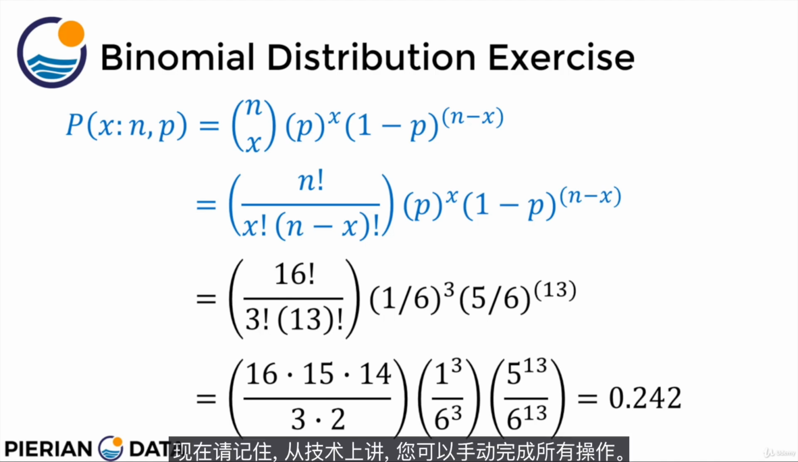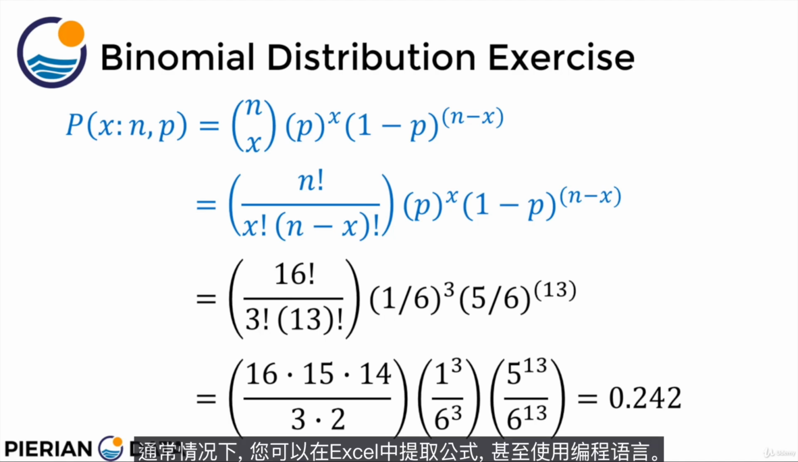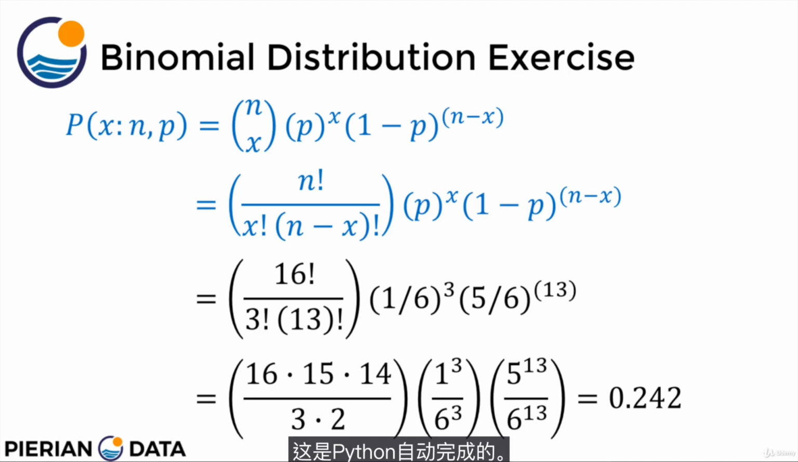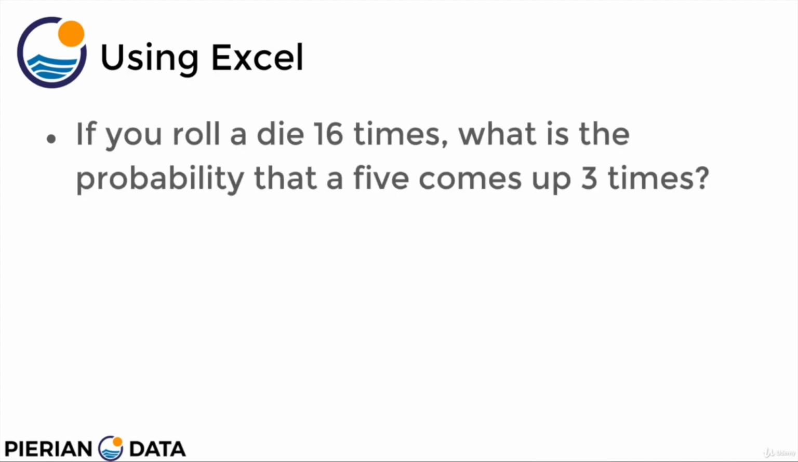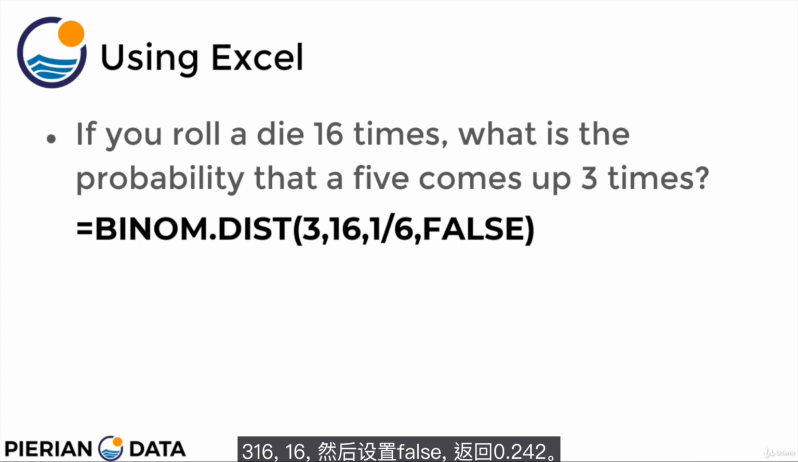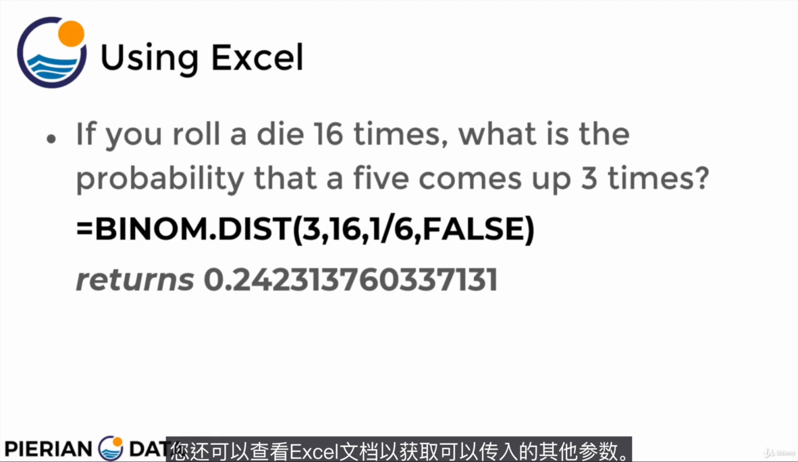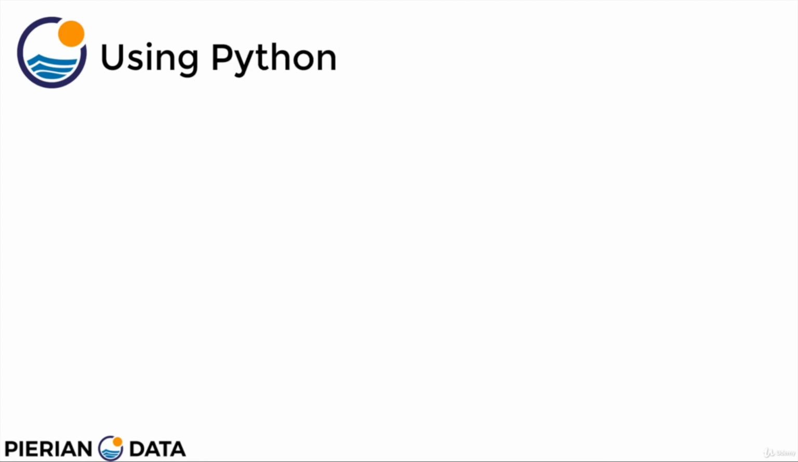Now keep in mind, while you can technically do this all by hand, typically you can just pull out a formula in Excel or even use a programming language such as Python to do this automatically. So if you're using Excel, the way you would use that is you would call the binom.dist function, and then you would pass in the numbers in this order, 3, 16, 1/6, and then you would set up false, and that would return back 0.242.